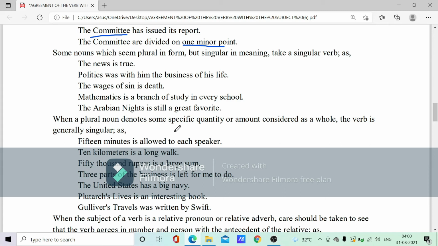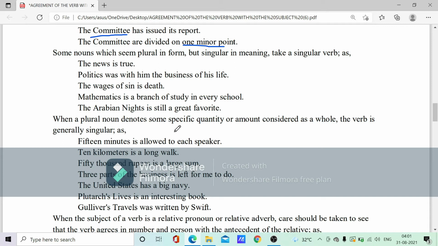And those you need to kind of remember. There is no fixed rule, but you have to remember. You have to apply your mind. Sometimes when you apply your mind, you'll find that they are singular. Sometimes they are pronounced exactly as plural, but when you think deeply, you would find that they are not plural, they are singular. For example, news, politics, wages. When you try to think, you would find that these words are singular, although written as plural.